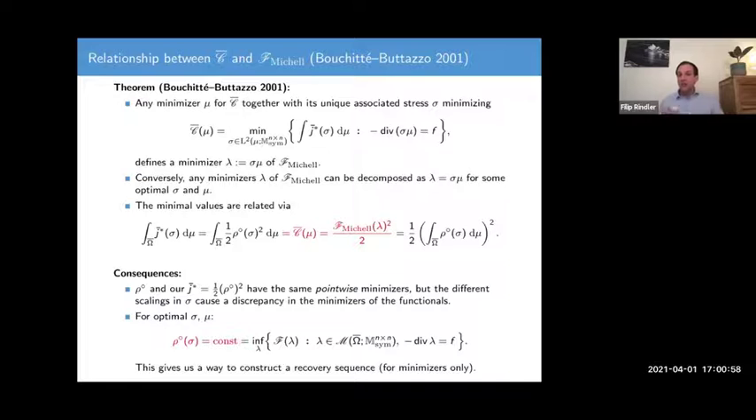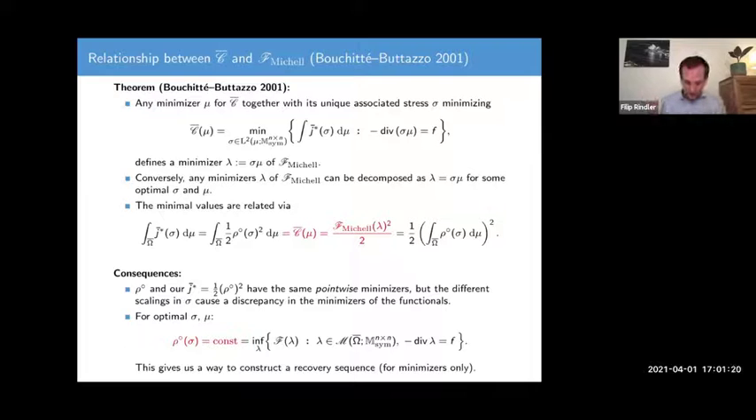And then what we can do using this theorem, we can actually construct a recovery sequence, okay? I don't show you the gory details because the point here is to show that, but we use the Lagrange multiplier problem, and then we can construct our sequence.